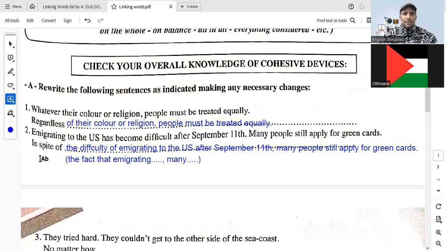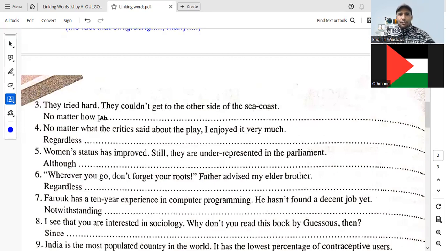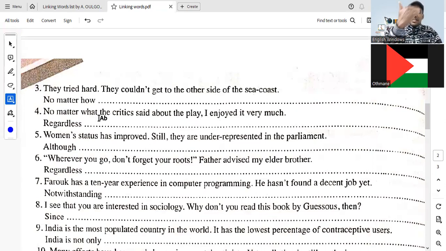So we have two choices when you have in spite of. Okay, let's move on to the next, number 3. They tried hard. They couldn't get to the other side of the sea coast. So we always have two sentences, the first sentence and the second sentence, and we look at what relation exists between them. We have no matter how, meaning regardless of how. They tried hard. They couldn't get to the other side of the sea coast.